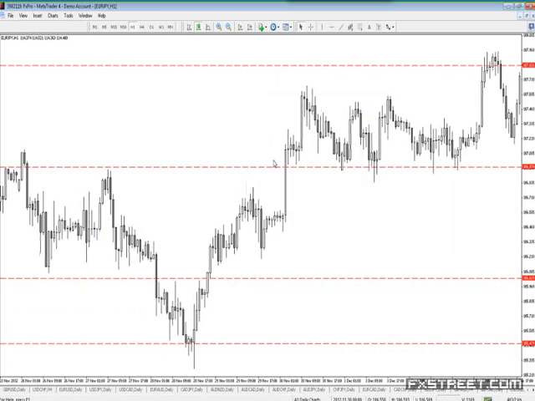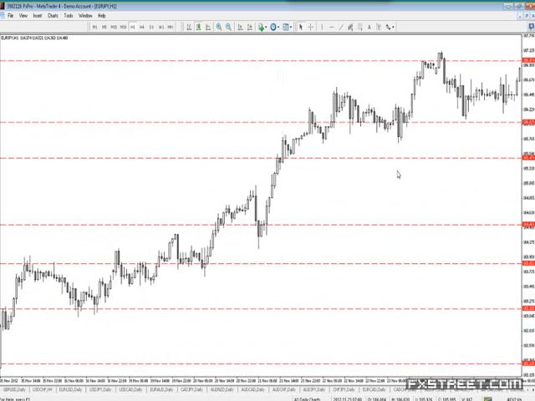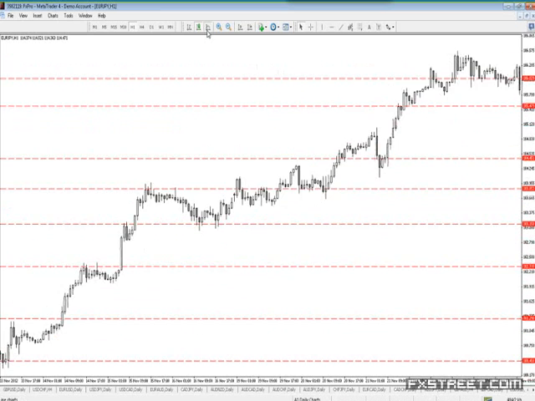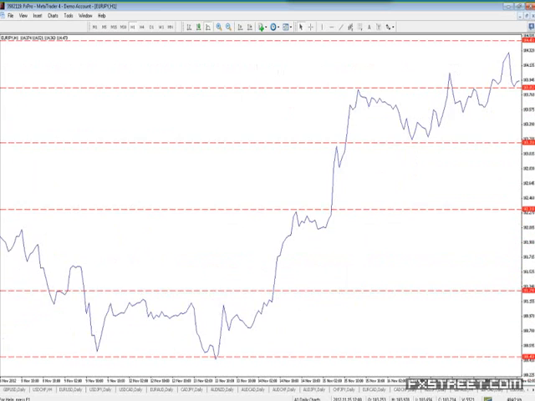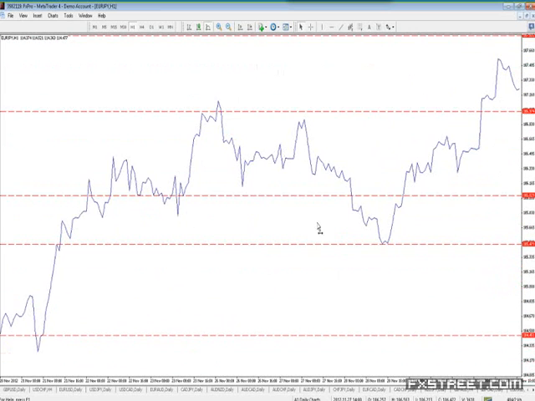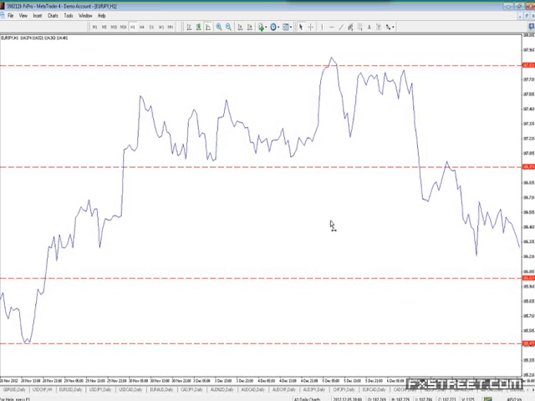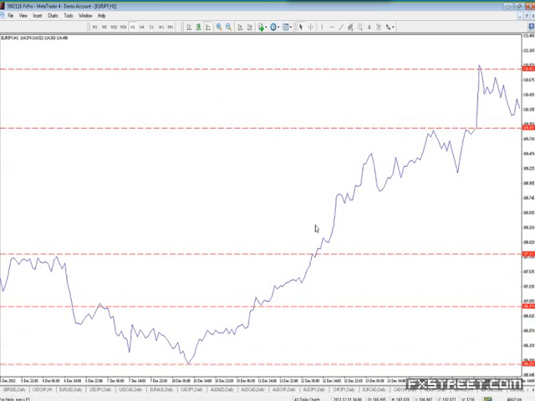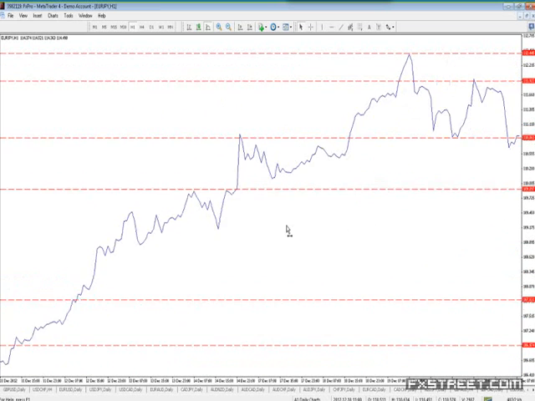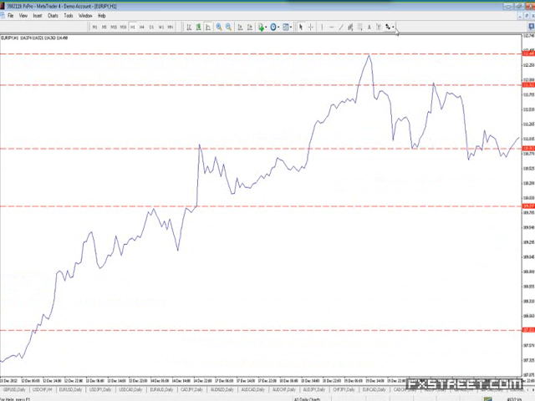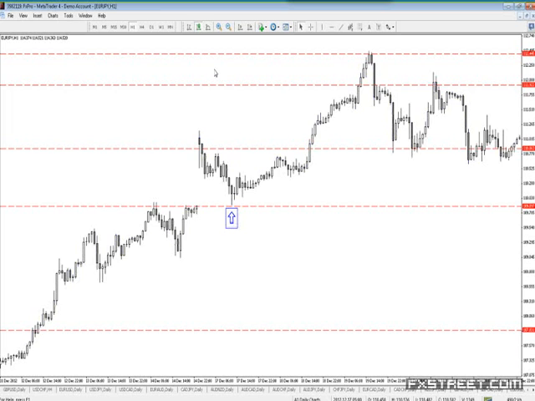That happens a lot, where you look at it and you go, oh, well, it didn't really touch it. Well, actually it did, because the wick touched it. And I think it was this one right here that we were looking at. You look at it and you say, oh, well, it missed it. It bent and it went up. Well, not really, because the line chart, there it is right there. The line chart actually looks at closing prices, so that's why.